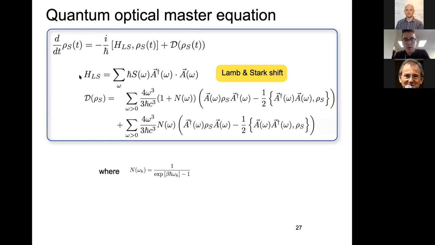So again, what we have here is the appearance of a Lamb shift term. Just to note, this term has the same interpretation as what I previously discussed, in that it describes a renormalization of the energy levels of our open system due to its coupling to the surrounding electromagnetic field.